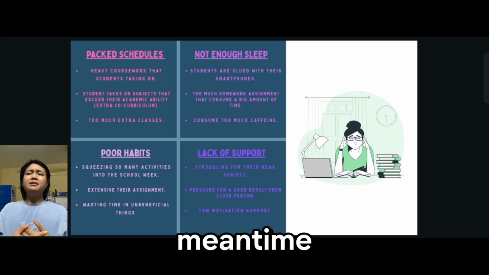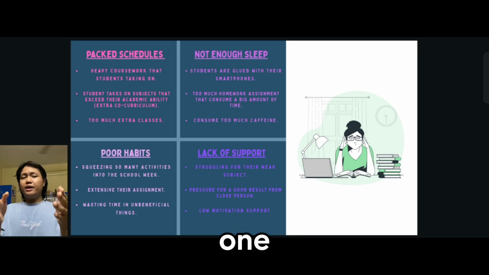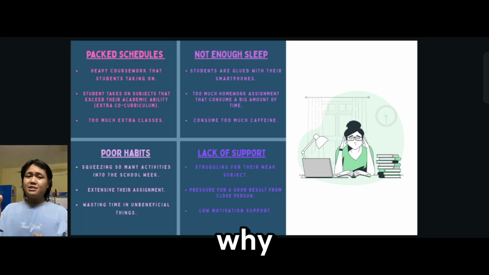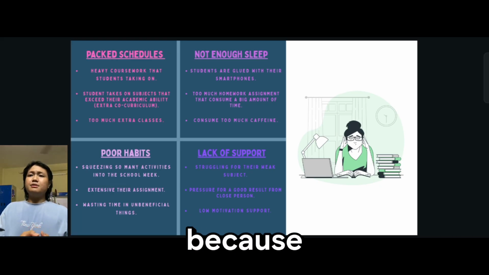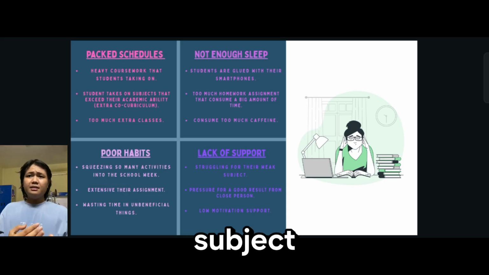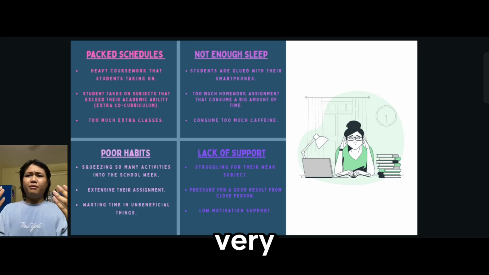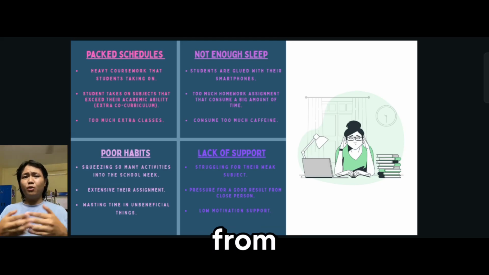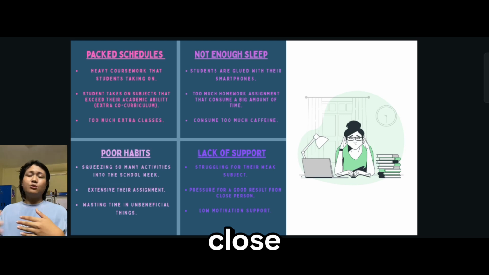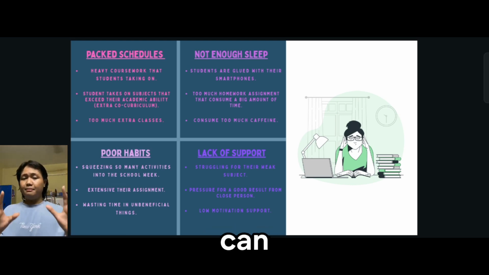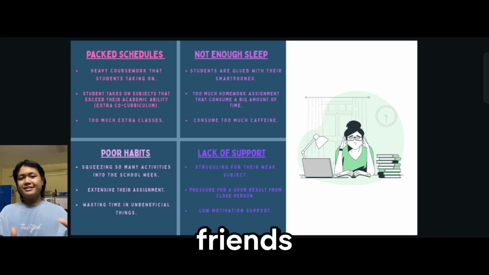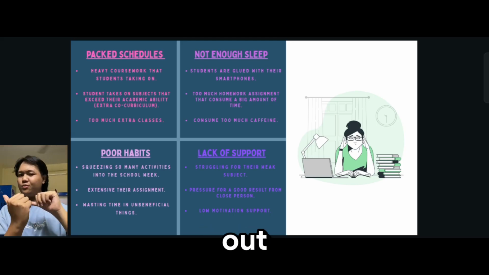Lack of support is also one of the main problems why stress is born in students' minds, because they need to struggle with their weak subjects. They will feel very pressured because their close ones seek good results and they have low motivation and support from the people close to them. So these are the things that can make students feel stressed. And I will continue with my friends. So let's check it out.